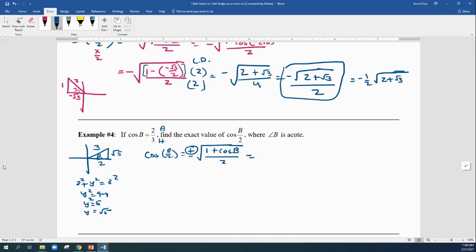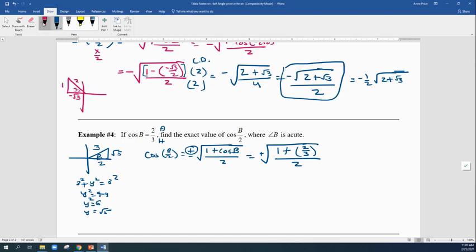So this is going to be positive square root 1 plus, I'm going to put a placeholder there for the ratio of cosine B. So cosine B we are actually even given. So for this problem we wouldn't necessarily have to set up this picture, but just in case we were given the sine ratio or tangent ratio, we're going to sub in the cosine ratio of this angle, which is 2/3.